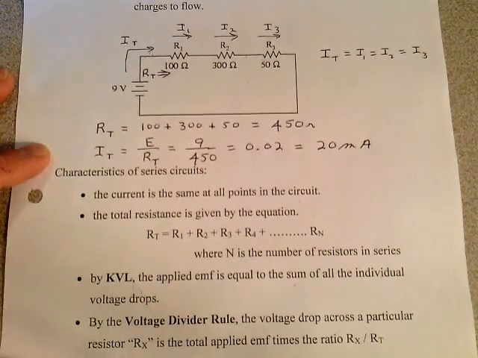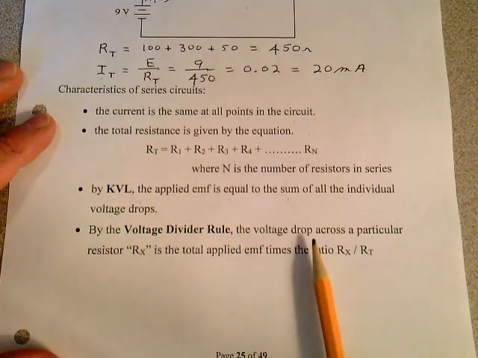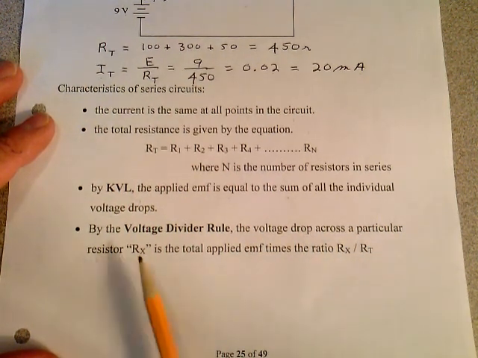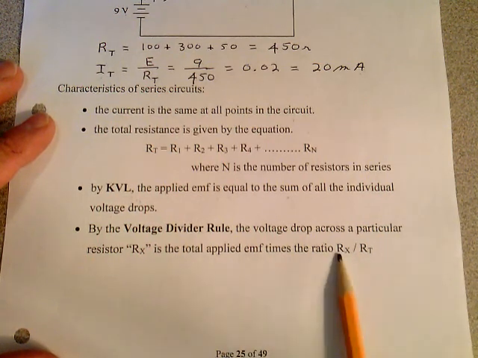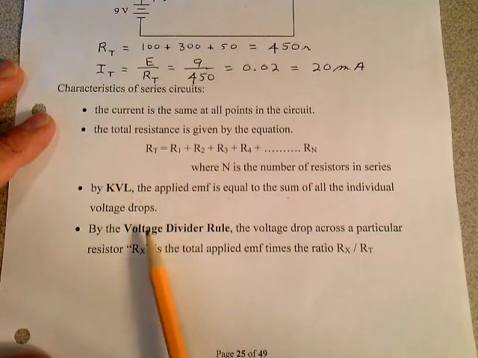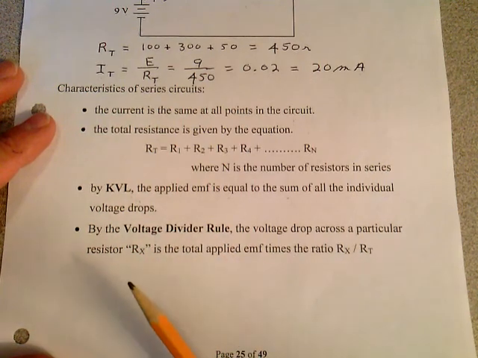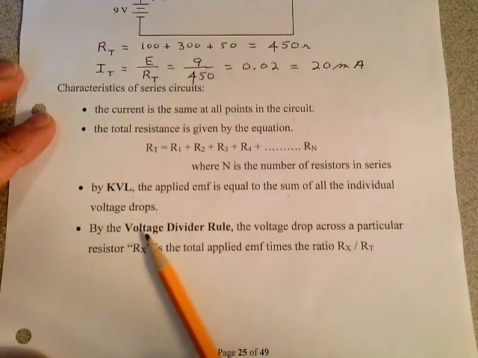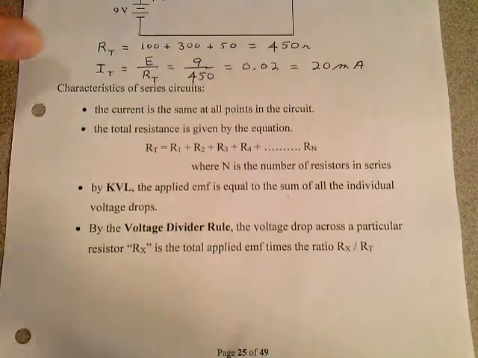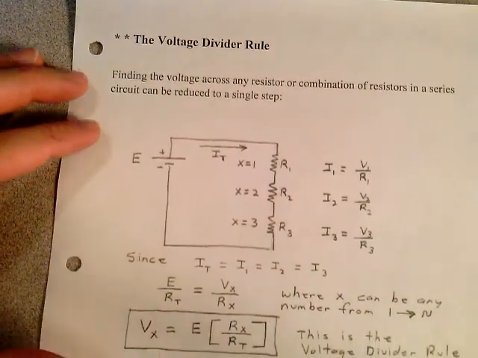That's what that says. And by the voltage divider rule, the voltage drop across a particular resistor, let's call it Rx, is the total applied EMF times the ratio of Rx over the total resistance. This voltage divider rule is going to be a very nice rule for you to use to solve problems all the time. So I'm going to explain what we mean by the voltage divider rule. If you look on page number 26, the voltage divider rule. Very important, it has 2 stars on it.